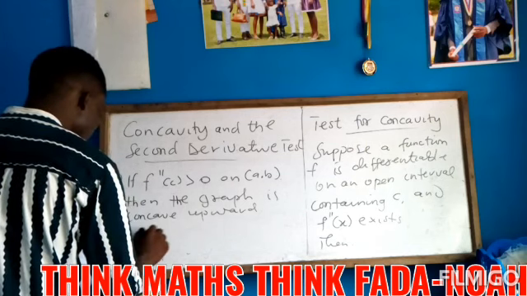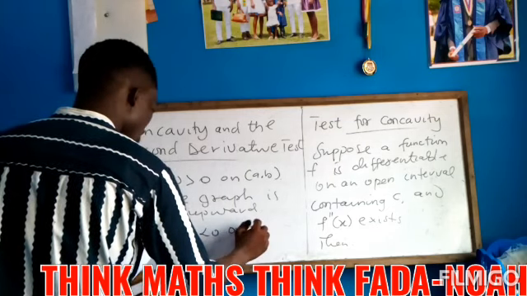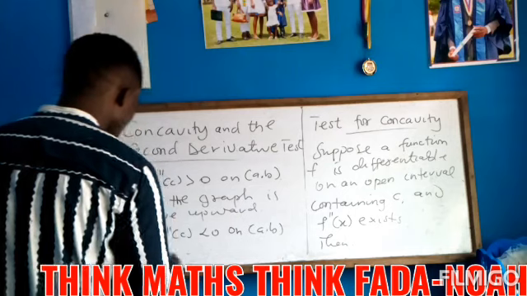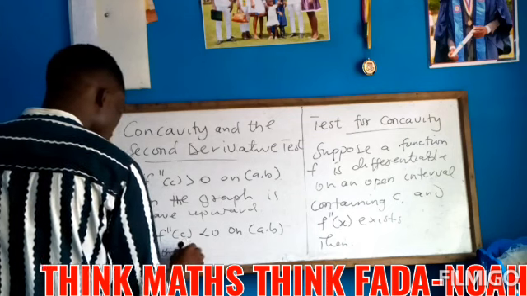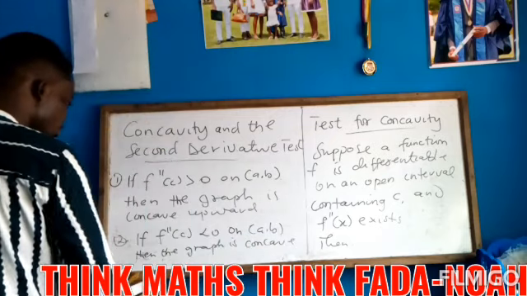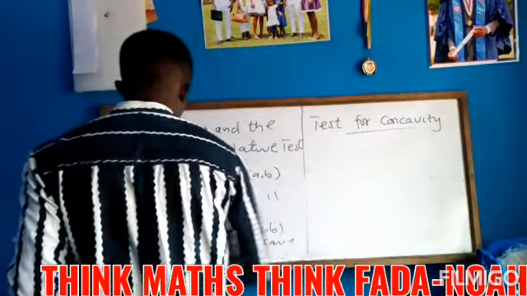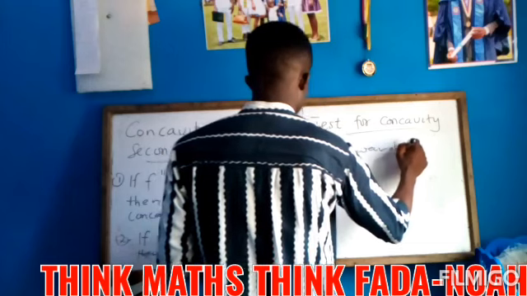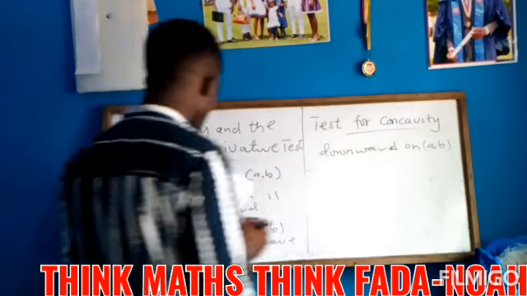And 2, if f prime prime of c is less than 0 on AB, then the graph is concave downward. Concave downward on AB. Alright.